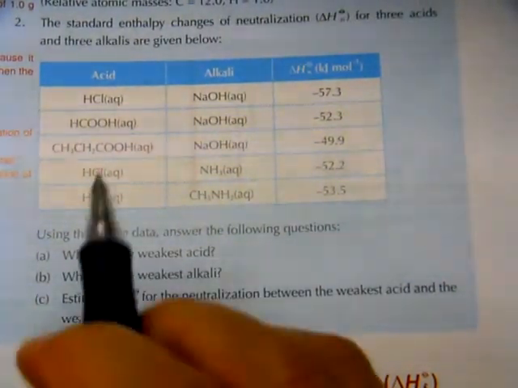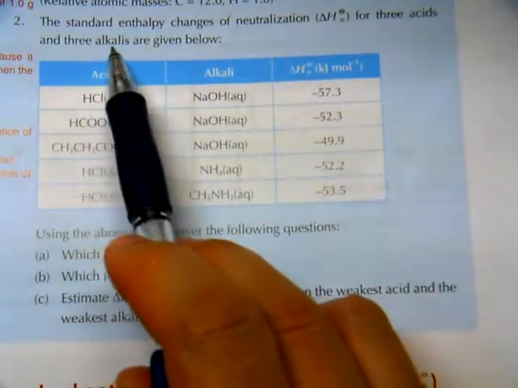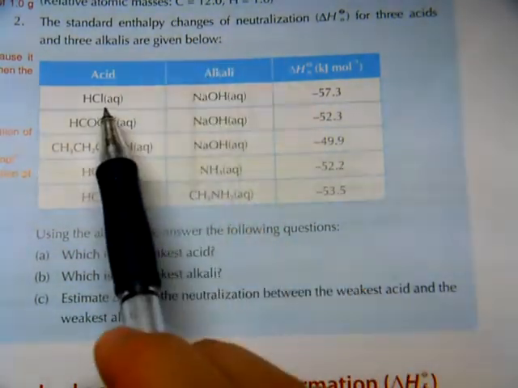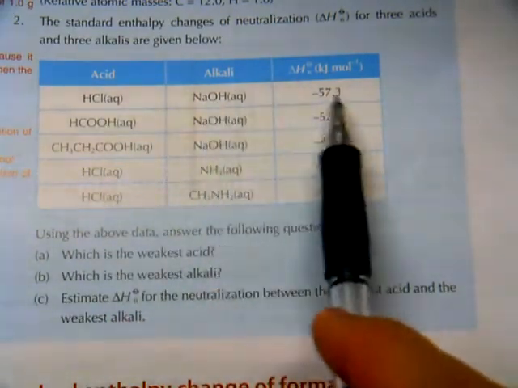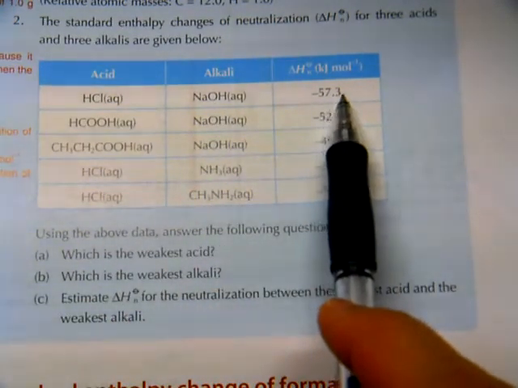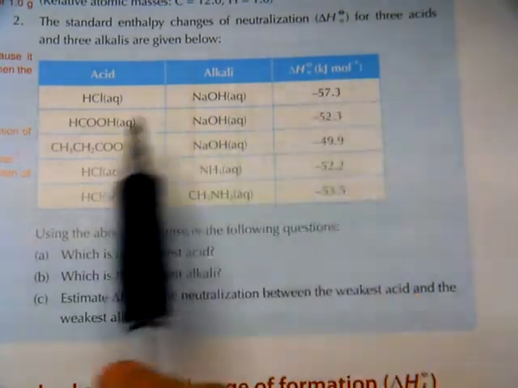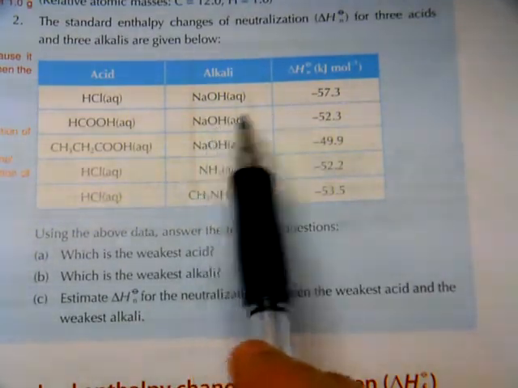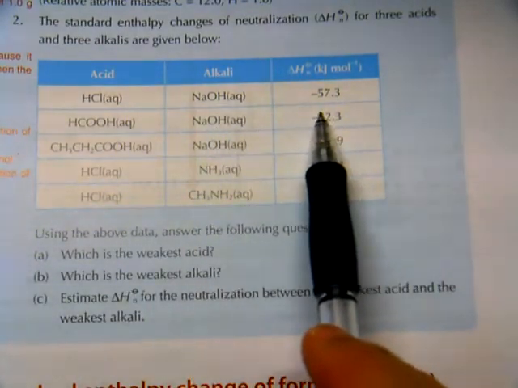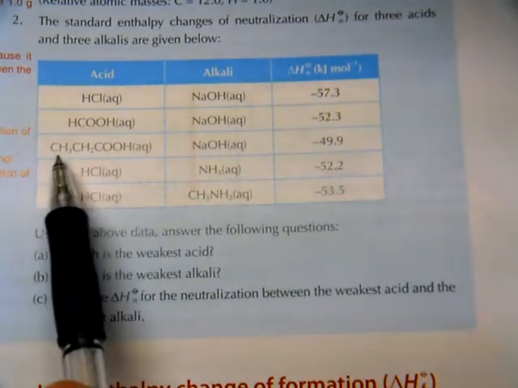Next, the standard enthalpy changes of neutralization for 3 acids and 3 alkalis are given below. Look at the first one. Strong acid neutralized with a strong base: negative 57.3 kJ per mole of water formed. Weak acid neutralized with NaOH: a smaller amount of energy is released.